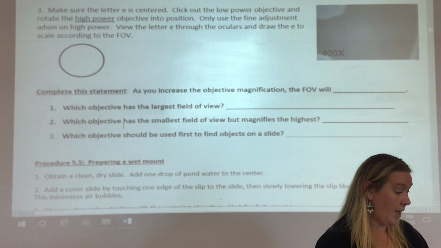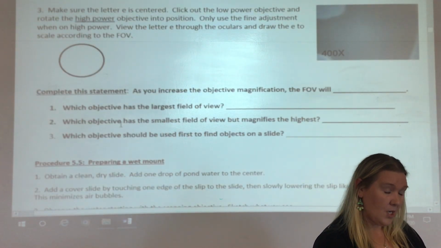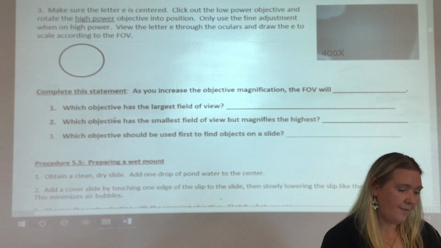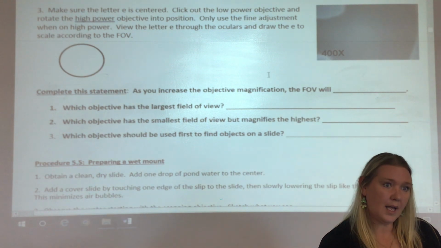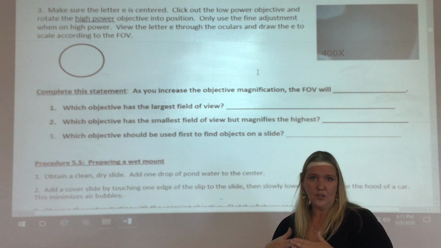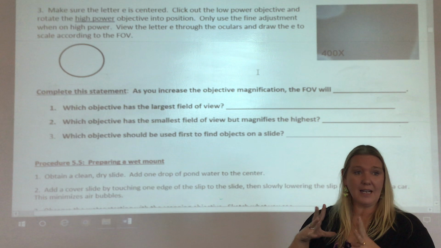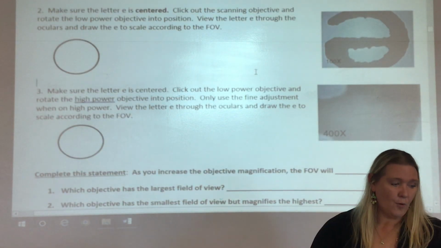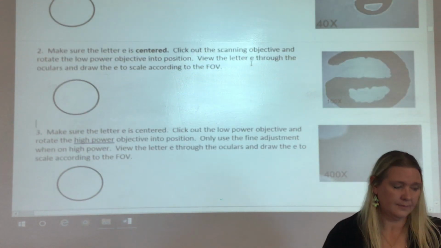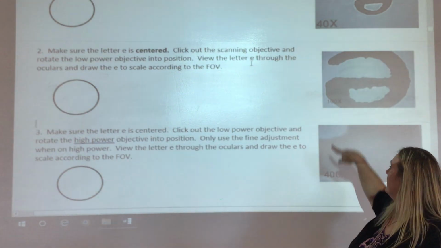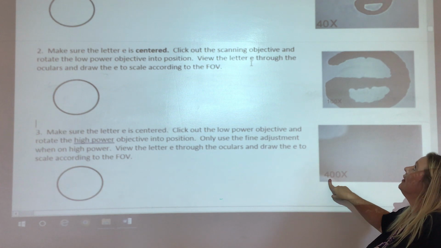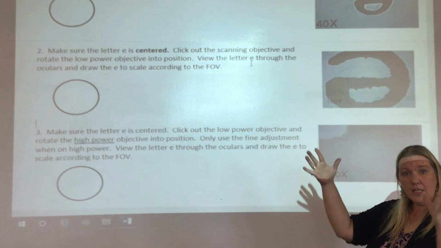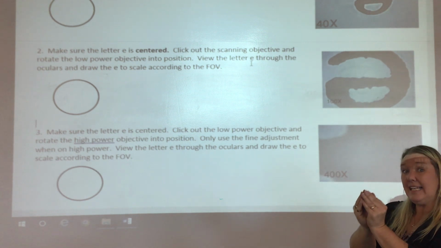All right. So most of these I answered while we were talking. As you increase the magnification, the field of view will do what? So this is a relationship. As I increase the magnification, as I go from 40x to 400x, what does my field of view do? It gets smaller, it decreases.